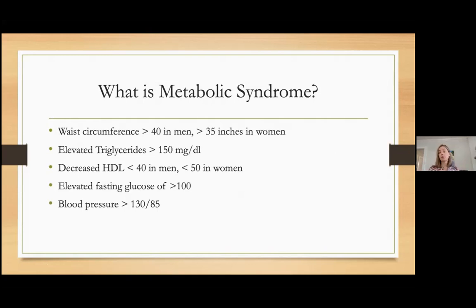So number 1 would be waist circumference. Get out your measuring tape and measure around your waist. Anything greater than 35 inches for women, greater than 40 inches for men is a high waist circumference. The reason this is important is because that type of fat that you have around your middle is called visceral fat, and it produces a lot of inflammation. And inflammation, as we know, is one of the main things that can damage the lining of your arteries. Elevated triglycerides, so greater than 150.